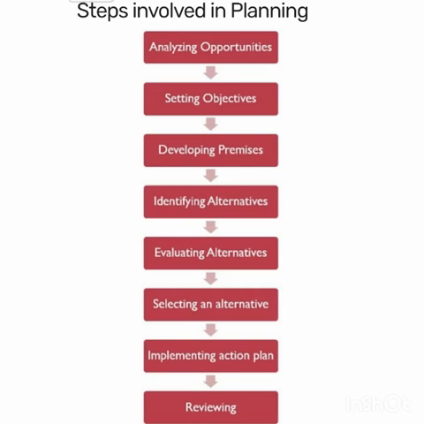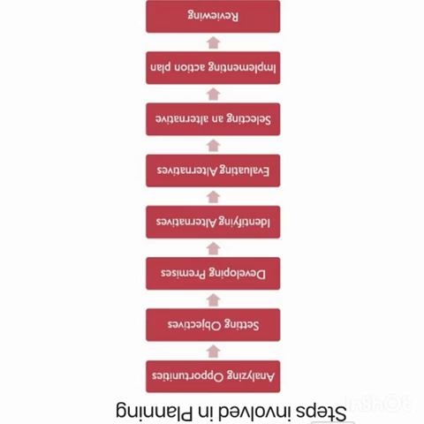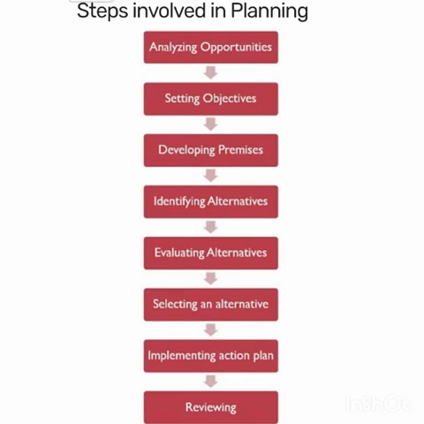Fourth point is evaluating alternative courses. The next step is to evaluate the alternative courses of action. The positive and negative aspects of each proposal are evaluated in the light of the objective to be achieved. Alternatives are evaluated in terms of their feasibility and consequences.